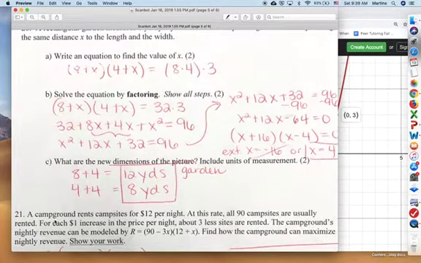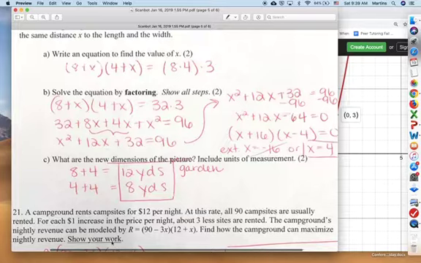Number 21, a campground rents campsites for $12 per night. At this rate, all 90 campsites are usually rented. For each $1 increase in the price per night, about 3 fewer sites are rented. The campground's nightly revenue can be modeled by R equals (90 minus 3x) times (12 plus x). Find out how the campground can maximize nightly revenue.